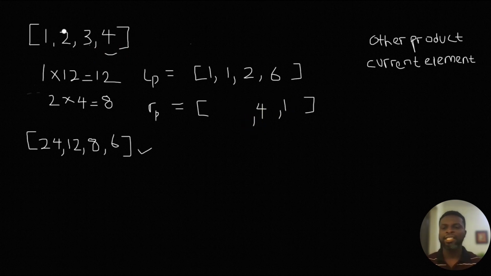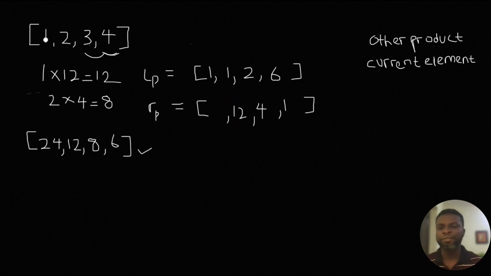Now I'll go to the next element before 3, which is 2. The right product for 2 is the right product of 3 times 3. So the right product of 3 is 4. 4 times 3 gives 12.